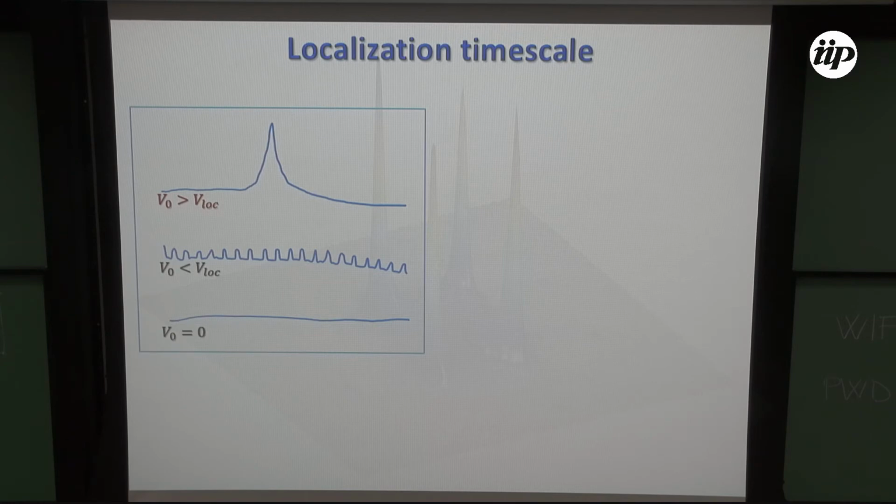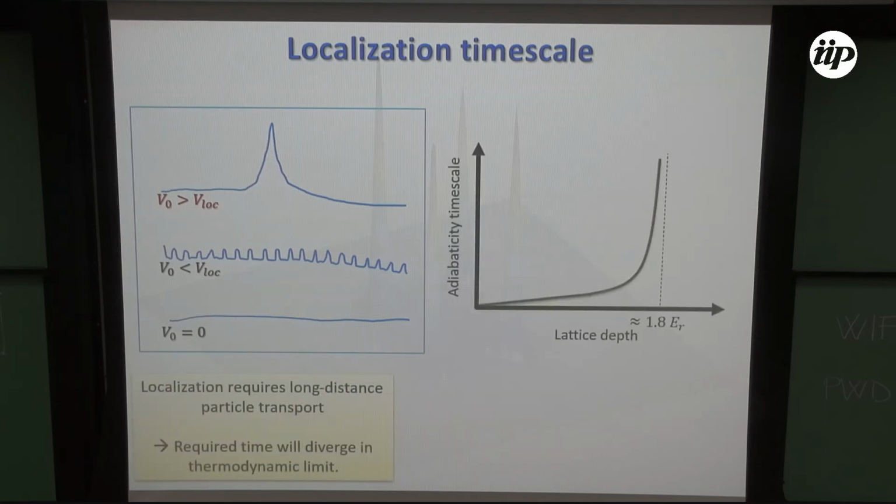If you have an infinitely big system with constant density, and now this particle needs to localize to this point, that means a part of the wave function has to travel from there to here. And if I want to go back down, it has to travel again the other way. Which means in the thermodynamic limit, the timescale for this obviously must diverge. So at the lattice depth, this adiabaticity timescale must necessarily diverge, because it requires long-distance particle transport.